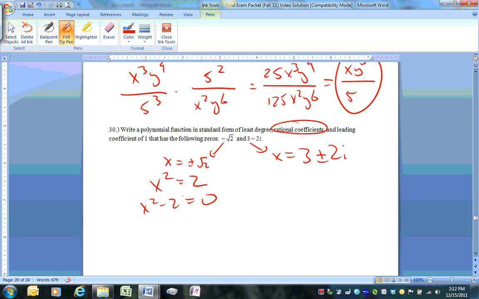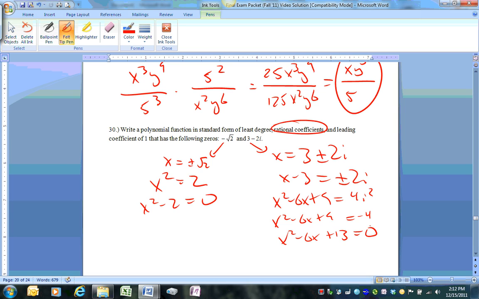So it's kind of working backwards. That's what we essentially had. We had x squared minus 2 somewhere along the way. If we were given the equation to solve, that's what you would have. Here, x minus 3 equals plus or minus 2i. Square both sides. Move negative 4 over. So you have x squared minus 6x plus 13 equals 0.